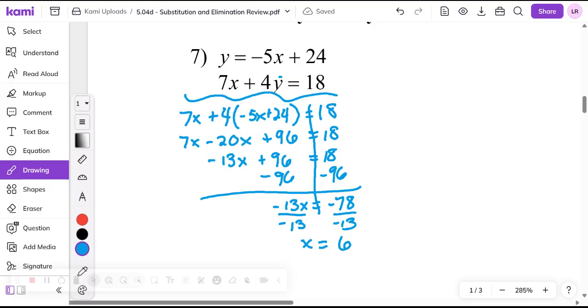Now it's time to plug it back in. When I go to plug it back in, this is my answer for x. I'm either using this one or this one. You choose. My personal preference with substitution is I typically use the equation that we would call solved. So I'm going to put my 6 in for the x because that's my x answer.